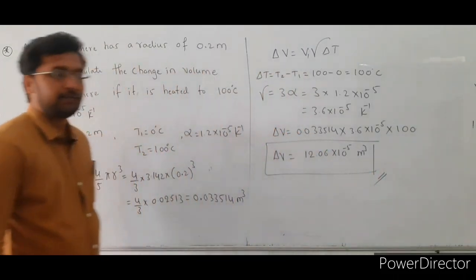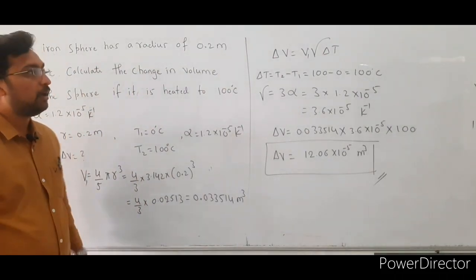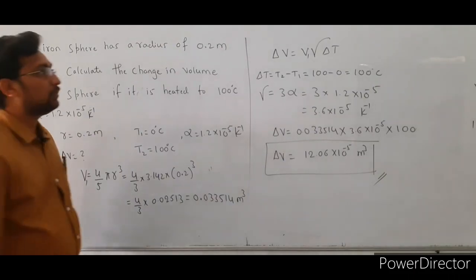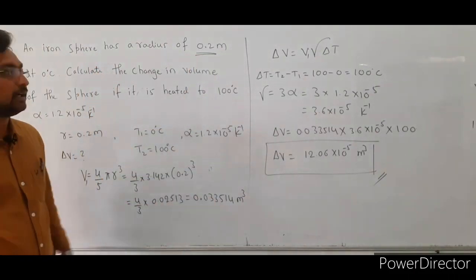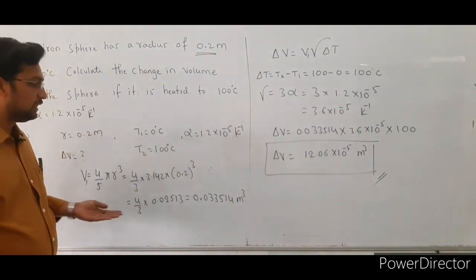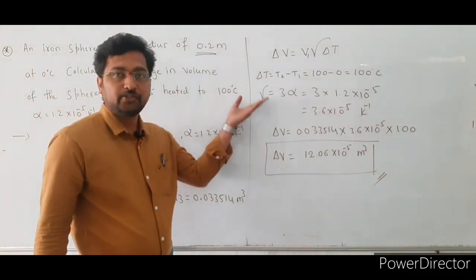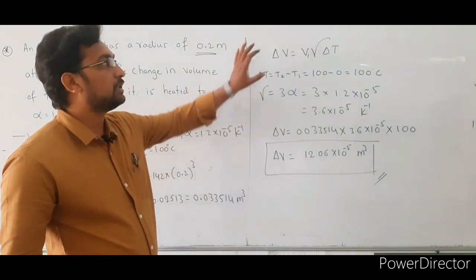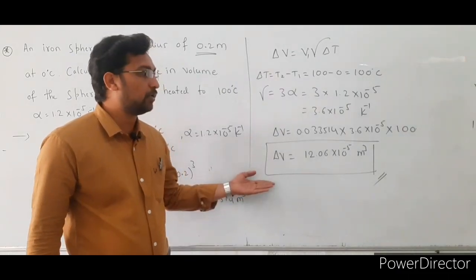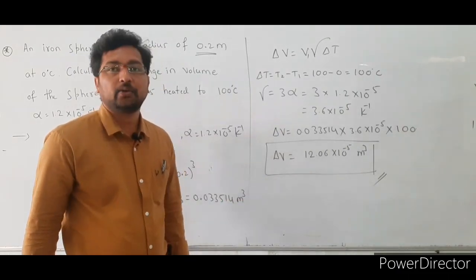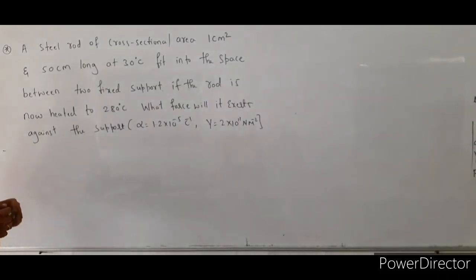So here the difference is, in the previous problem they gave the initial volume directly, but in this problem they are not given the initial volume, but they are given the radius of that sphere. With the help of that we first find the initial volume of that sphere. After that we find the gamma value and the change in temperature value. Substitute all these values in this equation, we will get the final result, that is the change in volume is equal to 12.06 into 10 to the power of minus 5 meter cube. See the next problem here.